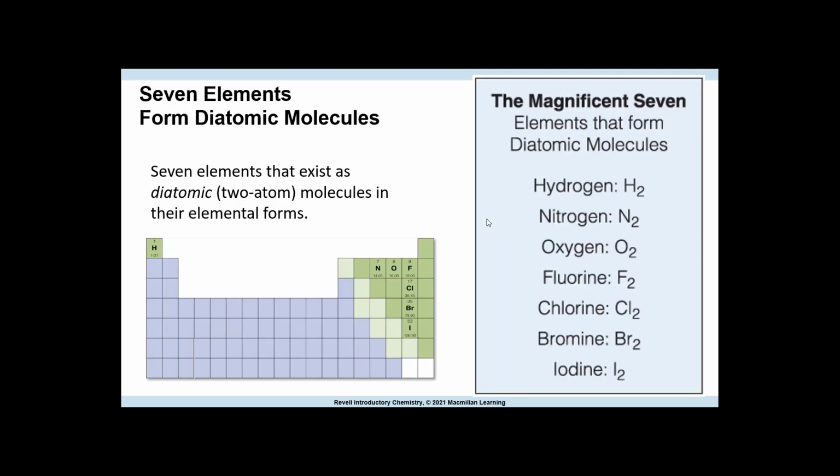So now let's look at the 7 elements that form diatomic molecules. Hydrogen and fluorine are 2 of the 7 elements that exist as diatomic molecules. That means that's how they're found: joined with another of the same element, so there are 2 of them. That's what di means. Di means 2, so diatomic molecules. And there are 7 of them found this way in their elemental form.